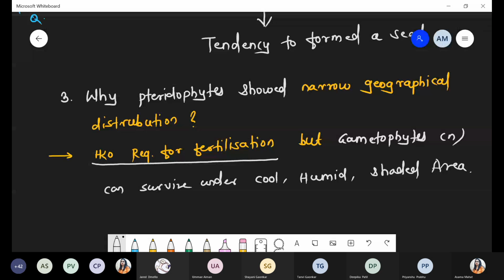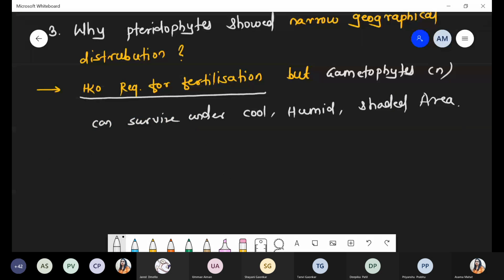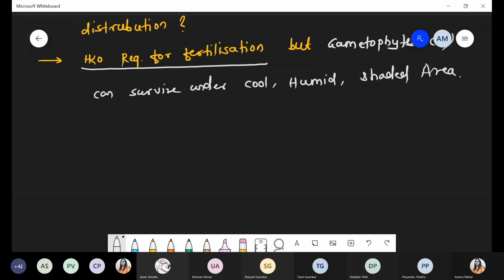Okay, so all this information was about Selaginella. Now I am talking about some unique examples for Dryopteris. So the fourth point. Now we are talking about Dryopteris. Dryopteris is an example of a land fern, which belongs to Pteridophyta. Now what happens in Dryopteris? First, Dryopteris represents furcate venation. What is the meaning of venation?